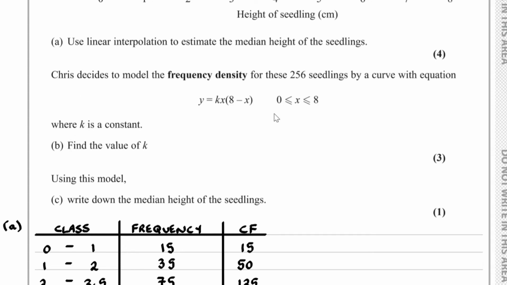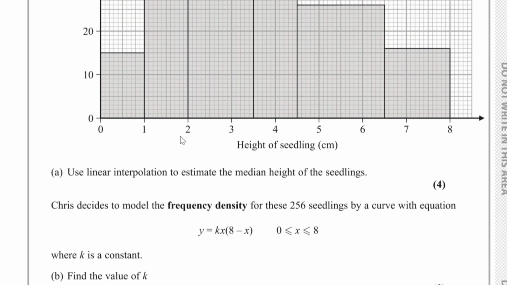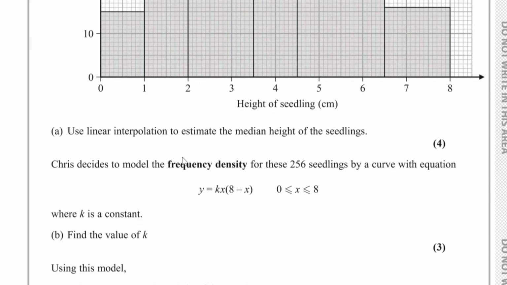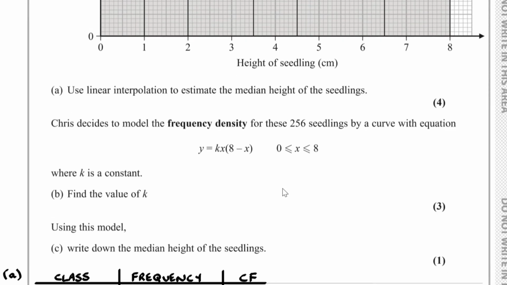Chris decides to model the frequency density for these 256 seedlings by a curve with equation y equals kx multiplied by (8 subtract x), where x is in between 0 and 8, and k is a constant. For part B, we have to find the value of k. Well, if we integrate y, we will get the frequency.